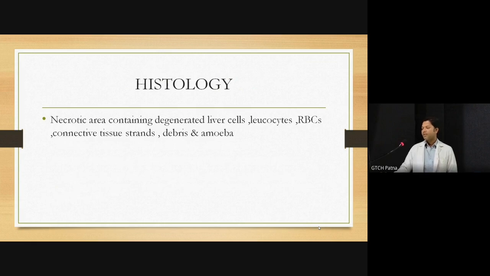Histology. The necrotic area is very important for the formation of the pus. If you look at the histology of the necrotic area, it contains degenerated liver cells, leukocytes, RBCs, connective tissue strands, and debris. Most people read it as debris, but it's actually debris. And amoeba.